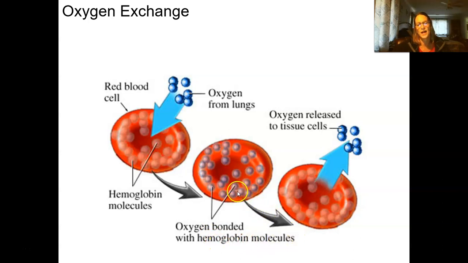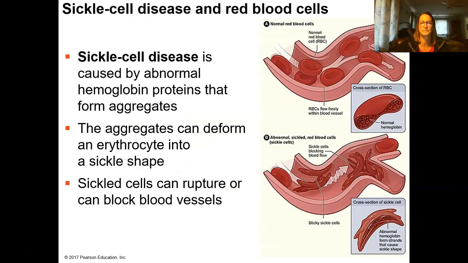And when the blood goes through the systemic circuit and gets into a capillary bed in the systemic circuit, then the oxygen is released into the tissue cells. So the oxygen is bound to the red blood cells until they get into a capillary bed where they need to release the oxygen to the tissue cells.